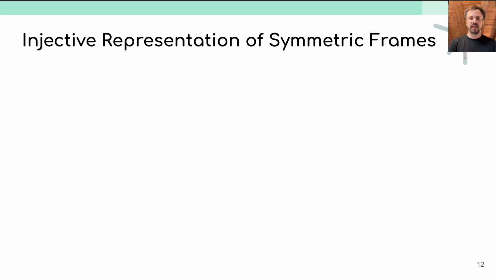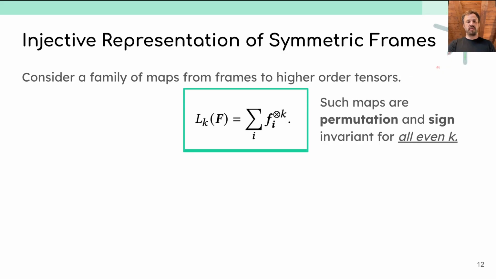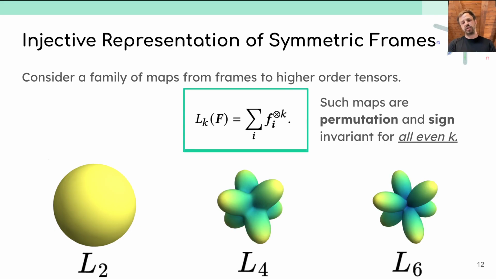Okay, so how do we arrive at an injective representation of symmetric frames? Well, we now consider a family of these maps. The key difference is that instead of doing an outer product, we do a kth tensor power. So now we have this family of maps Lk, and these maps are still permutation and sign invariant as long as k is even. For L2, again, for an octahedral frame, it's a little boring, you just get an identity matrix, but for L4 and L6, you do clearly capture the orientational information in this function.